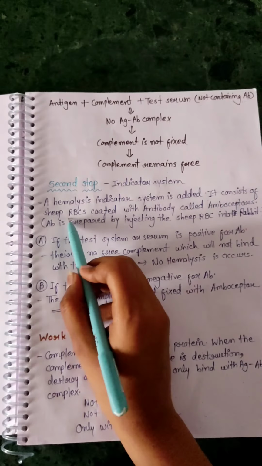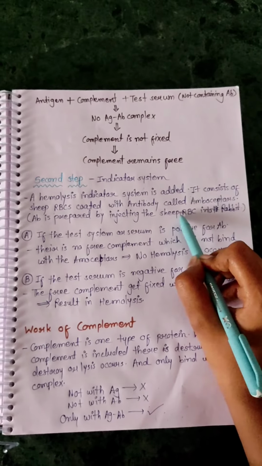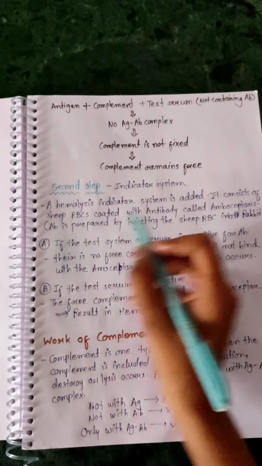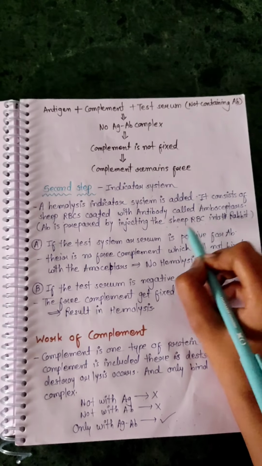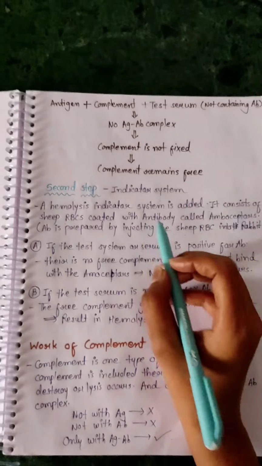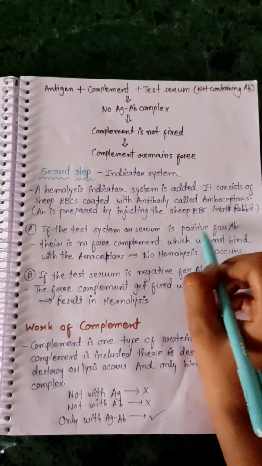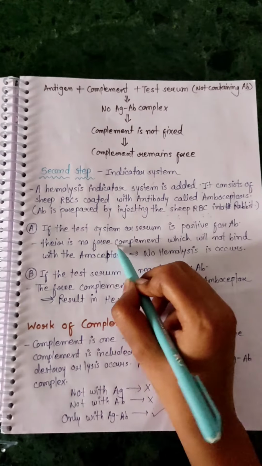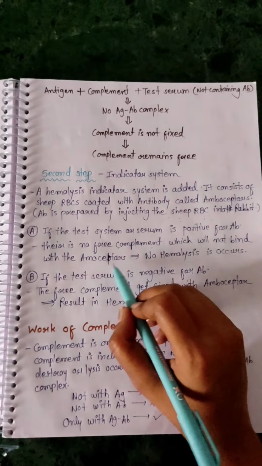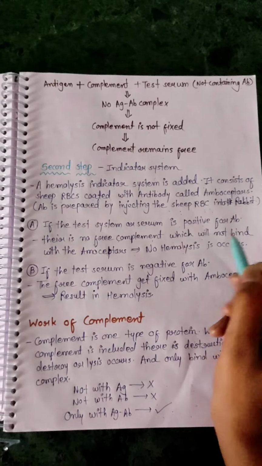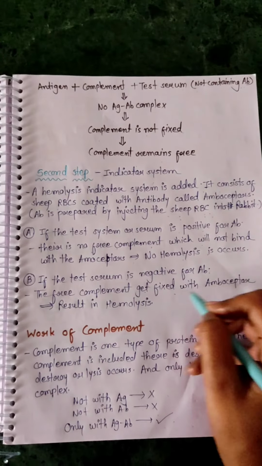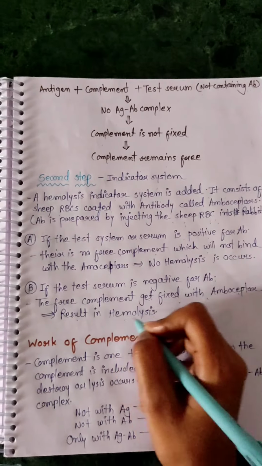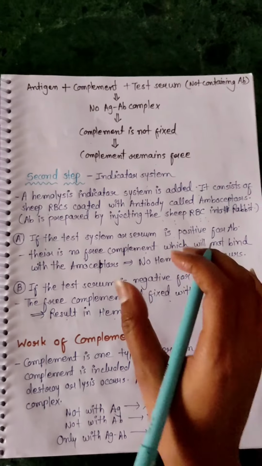Now, in the second step, the indicator system, a hemolysis indicator system is added. It consists of sheep RBCs coated with antibody called emboceptor, and these emboceptor antibodies are prepared by injecting sheep RBC into a rabbit. In the first case, if the test serum is positive for the antibody, there is no free complement to bind with the emboceptor and no hemolysis occurs. If the test serum is negative for the antibody, the free complement gets fixed with the emboceptor and the result is hemolysis, which is observed. The full tube becomes red.